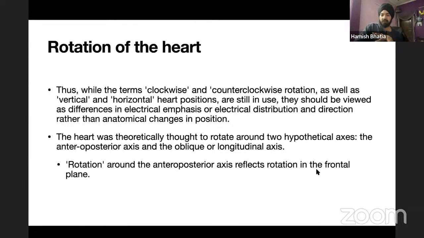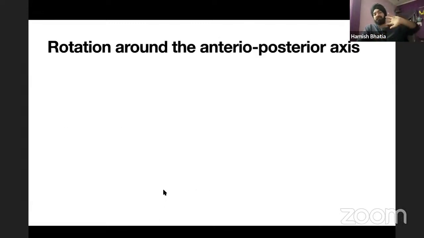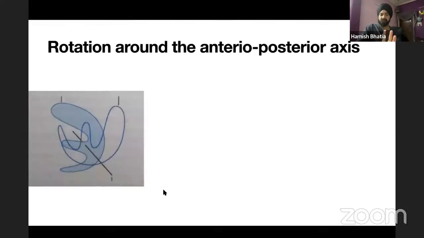So rotation around the anteroposterior axis reflects rotation in the frontal plane, right? So we've seen the frontal plane and the horizontal plane. So if the heart is rotating around the anteroposterior axis, it is rotating in the frontal plane. So that will give rise to axis changes, left axis or right axis. And rotation around the oblique or longitudinal axis reflects rotation in the horizontal plane. So that will give rise to the clockwise or counterclockwise rotation. We'll see these things. So let's first see the rotation around the anteroposterior axis.